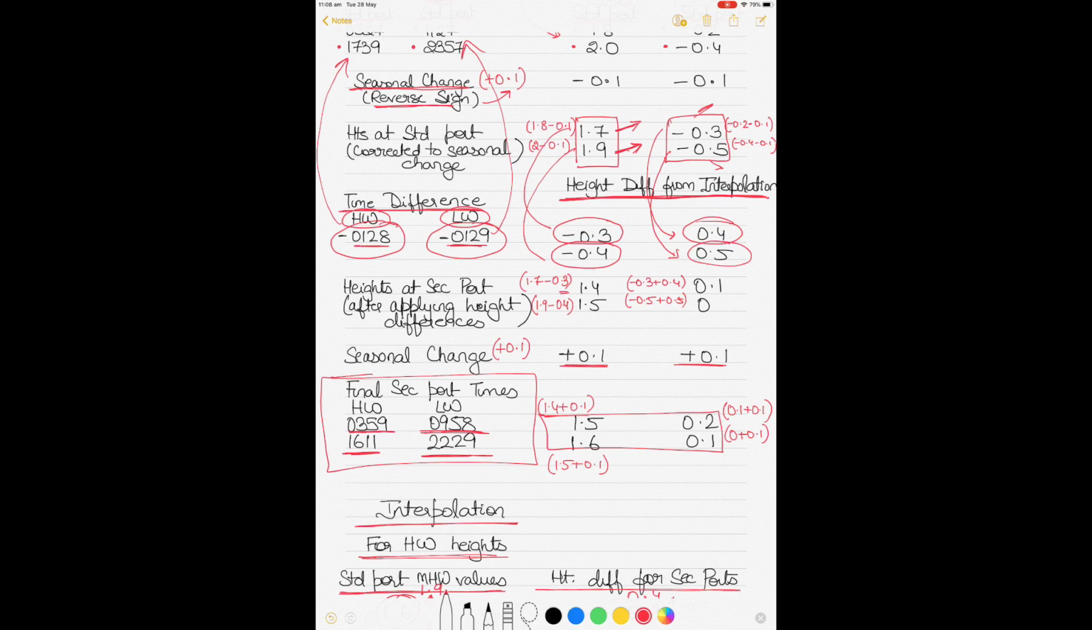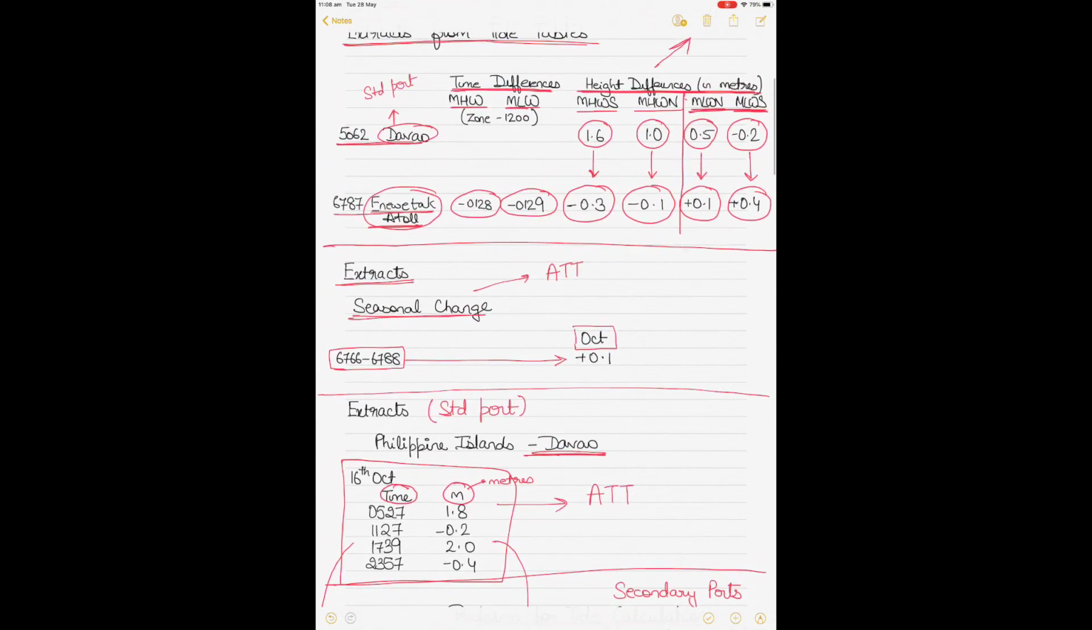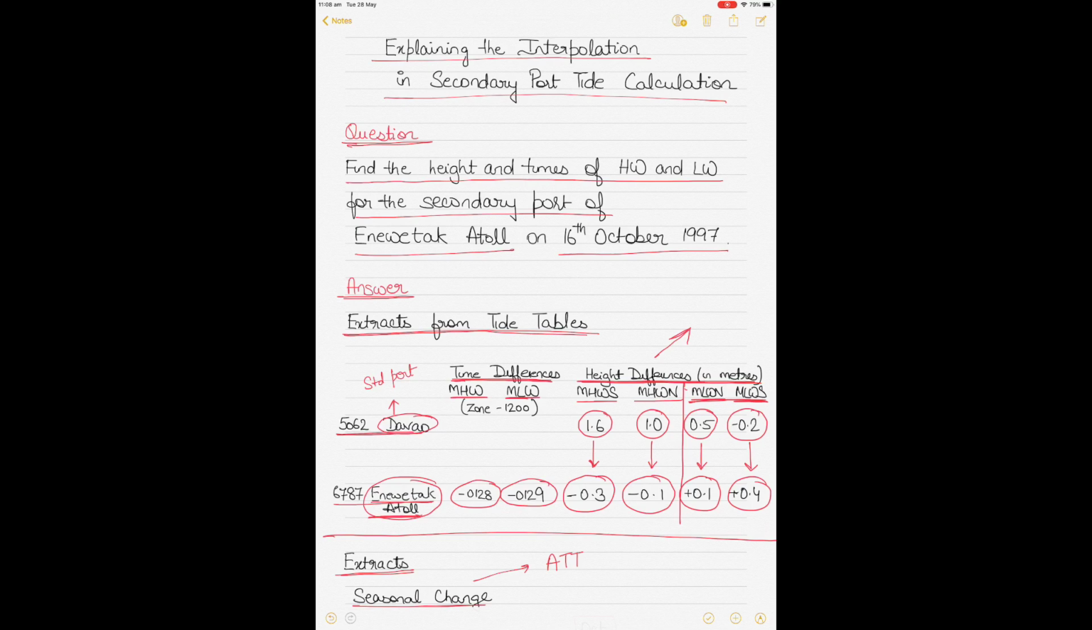So guys, I hope this was a useful video to understand the interpolation process. I'm not sure how effective it was, but watch it with my other video as well. In this video I wanted to focus more on the interpolation, but the other video shows you how I got the extracts and how I fill the proforma, whichever helps you.